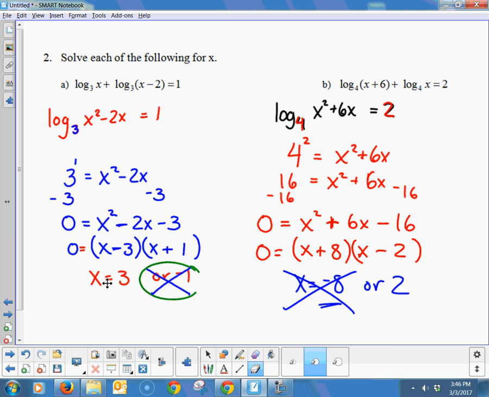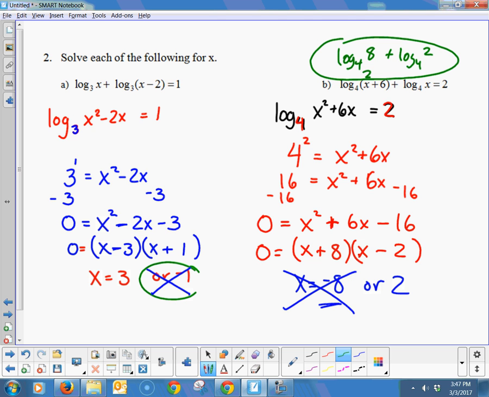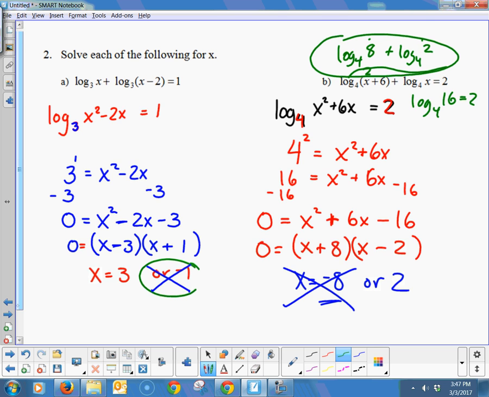We can check it. If I plug 2 in there, I have log base 4 of 8 plus log base 4 of 2. And if I multiply the guts, that's log base 4 of 16, which is 2. So it works out. Moving on.